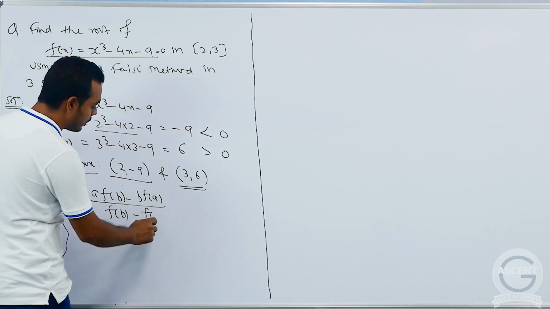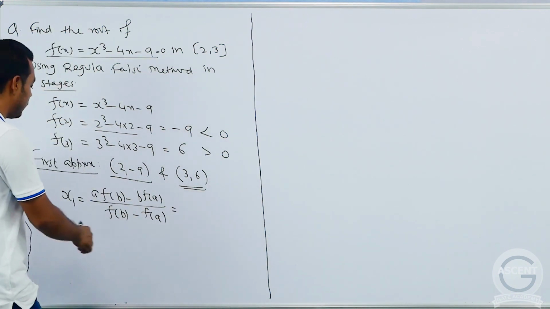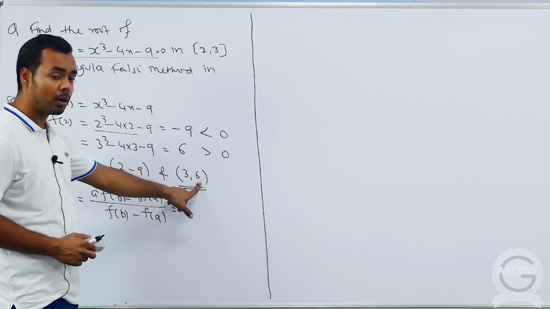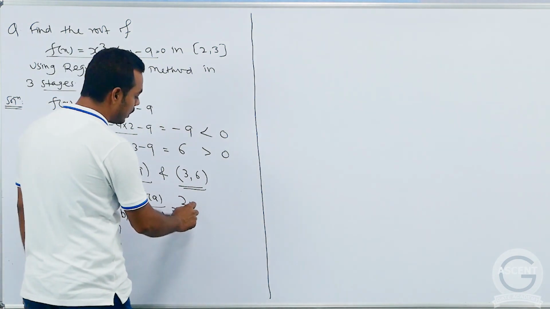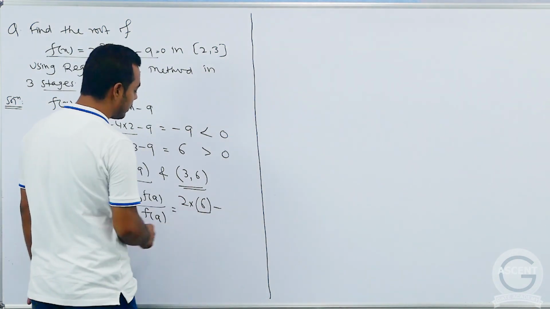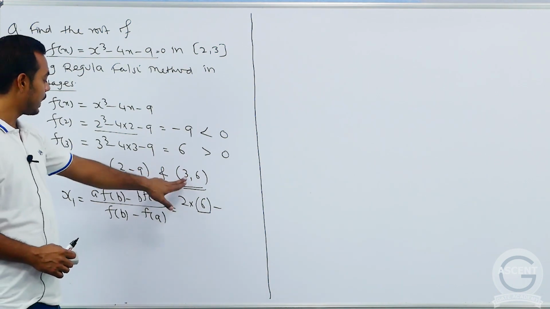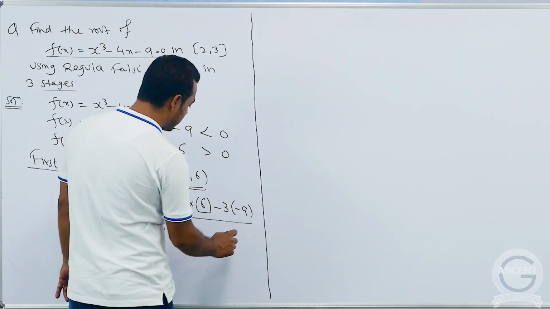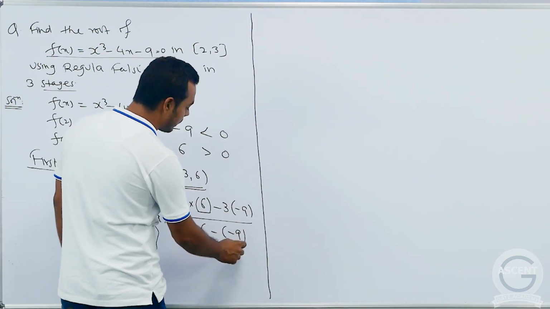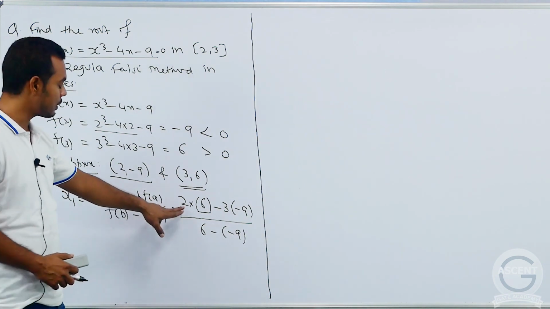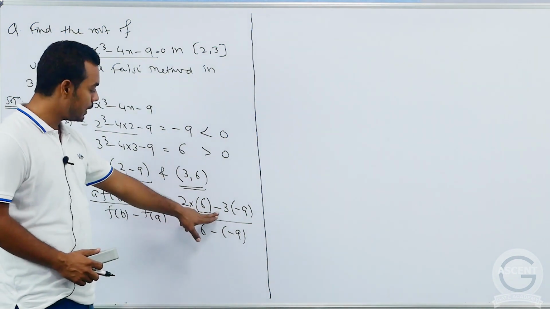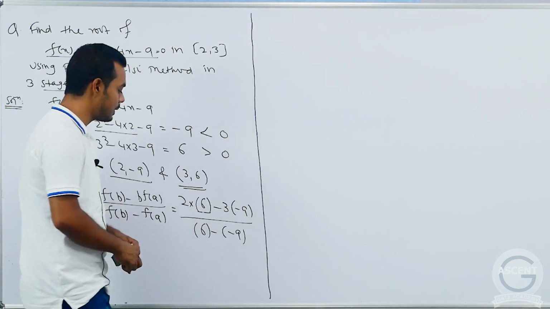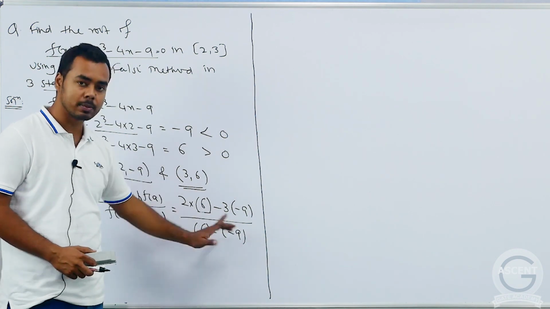f of a. So here if we want to write the formula for x1, we have to write x coordinate of one point, y coordinate of another point. So this will be 2 into 6, always write y inside the bracket, minus x of second, y of first. So this will be 3 into minus 9, and this divided by 6 minus minus 9. This will be the formula for x1: x coordinate of first point, y of second, minus x coordinate of second point, y of first, and in denominator we have the y coordinate in the same order, 6 minus minus 9.